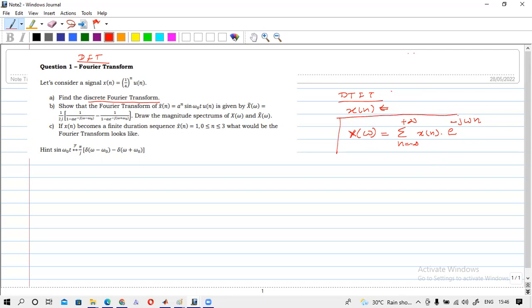You can see that this omega is a continuous variable. You already know that if we are dealing with a continuous variable in digital electronics, it is hard, because we have an infinite number of values. I think I have already explained this.